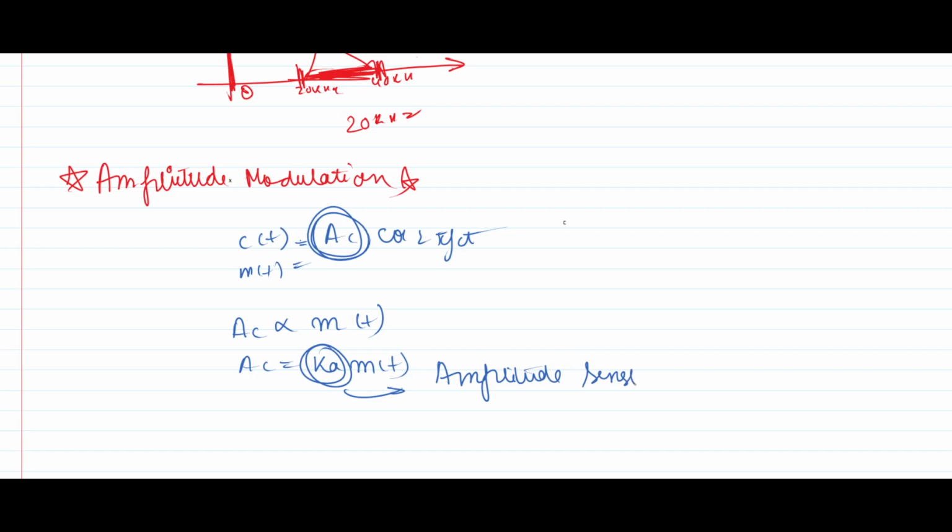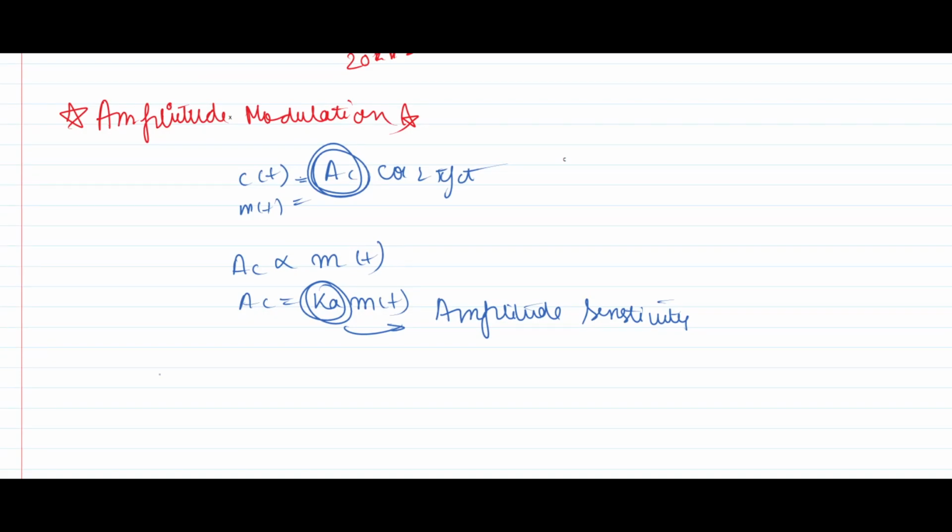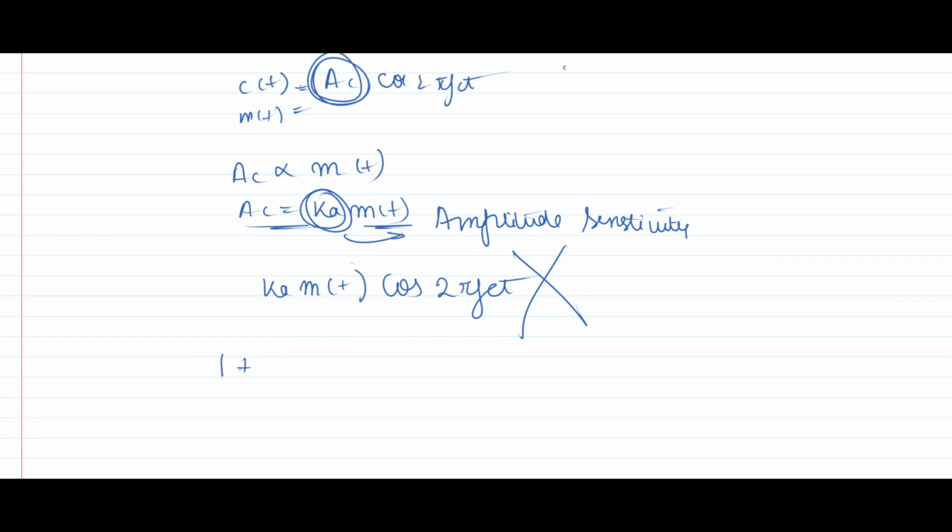then the amplitude modulated signal would be Ka m(t) cos 2 pi fc t, because Ac is replaced by Ka m(t). But you should know that this is not the amplitude modulated signal; the amplitude modulated signal is Ac into 1 plus Ka m(t) cos 2 pi fc t.